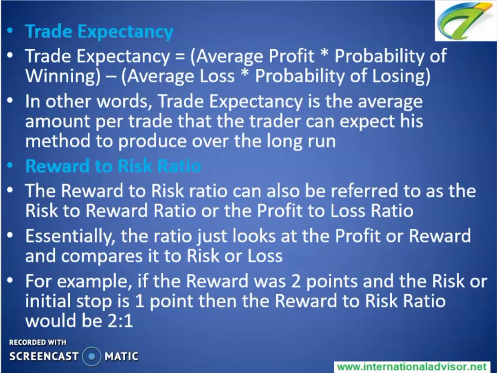Reward to risk ratio. The reward to risk ratio can also be referred to as the risk to reward ratio or the profit to loss ratio. Essentially, the ratio just looks at the profit or reward and compares it to loss or risk. For example, if the reward was 2 points and the risk or initial stop is 1 point, then the reward to risk ratio would be 2 to 1.